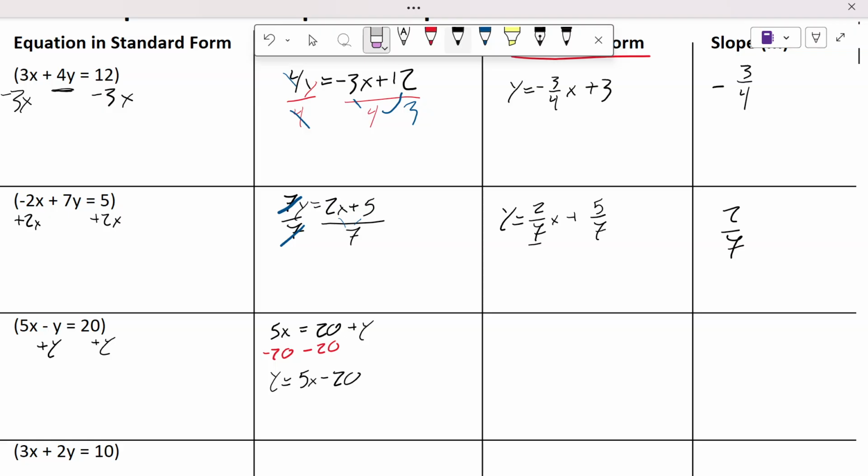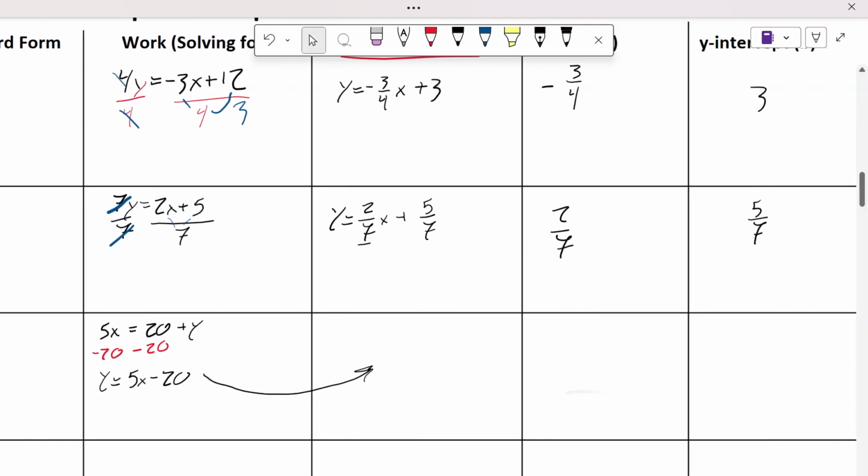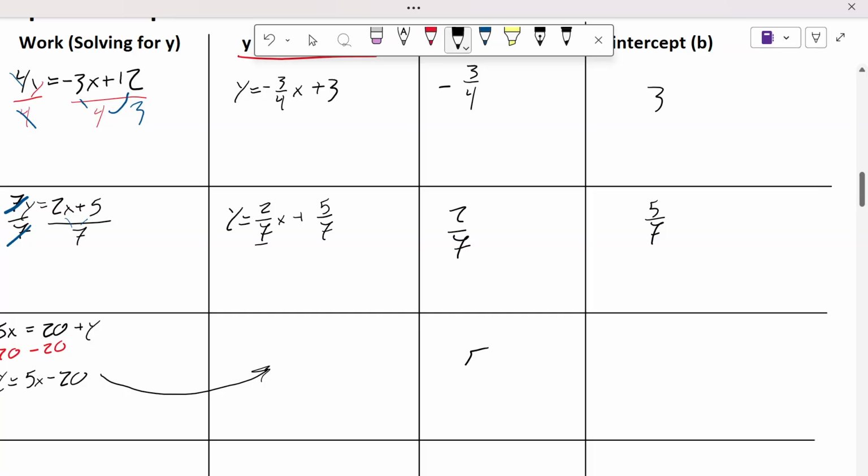So next, we already have our equation, so this would just go here. And then our slope is going to be 5, and our y-intercept is going to be negative 20.